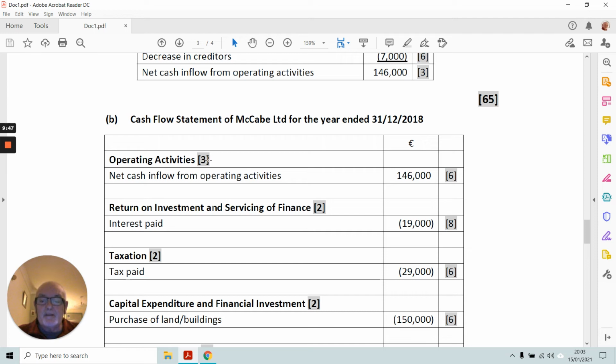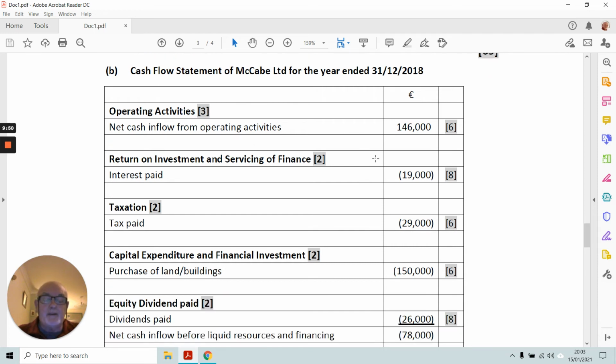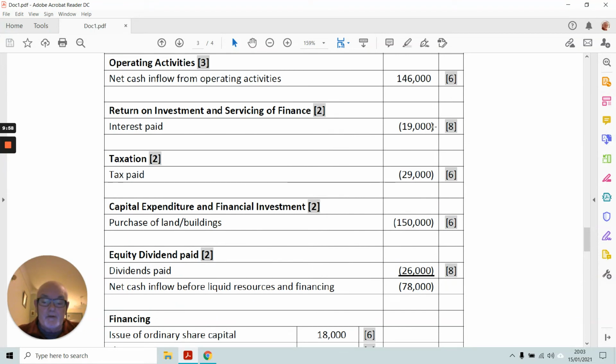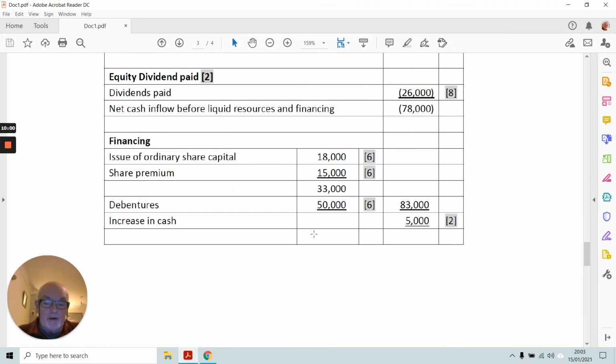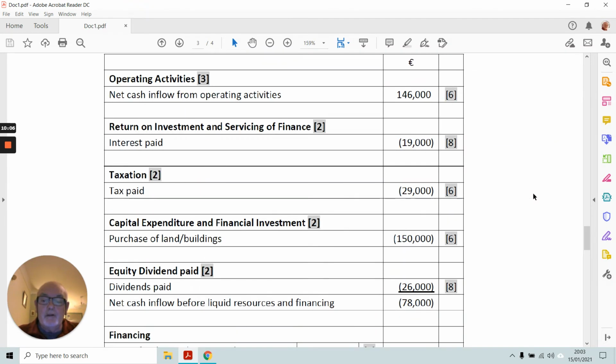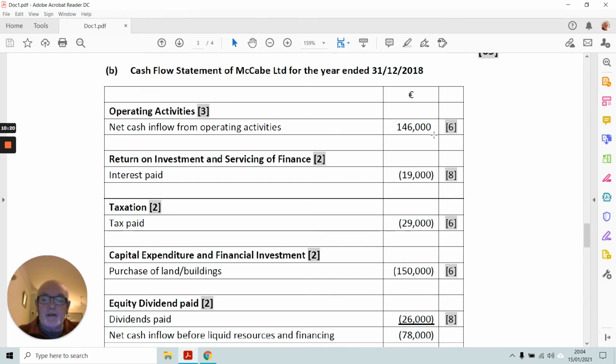Subheading operating activities, and our net cash inflow from our operating activities is 146. That's far from the 5,000 that we met earlier. So we'll end up with the 5,000 down here. Look, the increase in cash of 5,000. In the ordinary level, you're always given the subheadings here for the cash flow statement. That isn't the case in the higher level, where you'll have to remember these headings for yourself. So the first line of our cash flow statement is the operating activities, and our net cash inflow is 146,000.